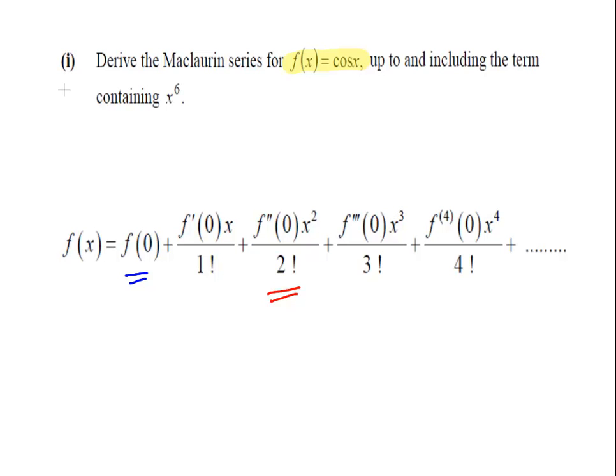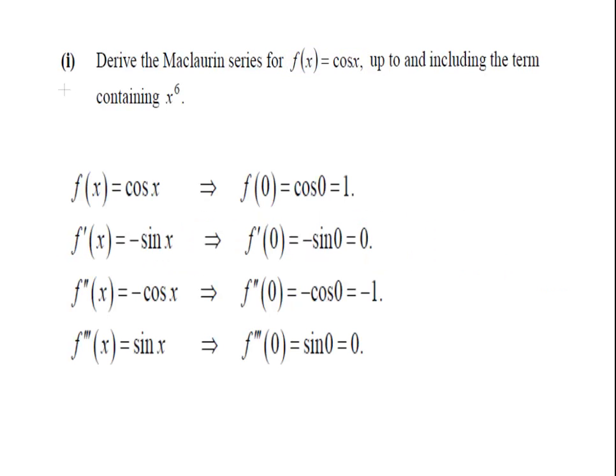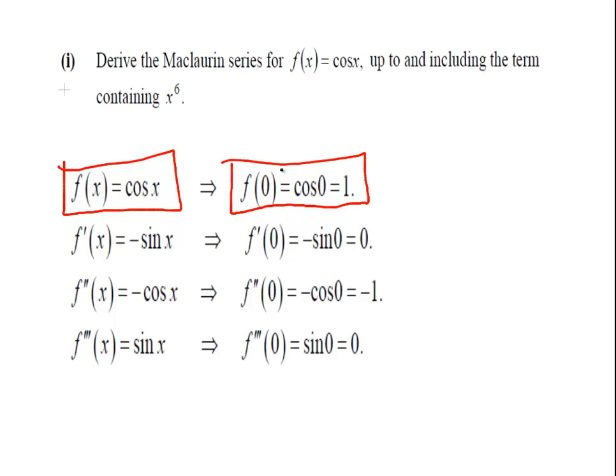What we're going to do is repeatedly differentiate the function and evaluate it at 0. So starting off, we have f of x equals cos x. Now evaluate that at 0. You get 1. You can check that with your calculators. But this is the next part, the most important part. What is the derivative of cos x? It is minus sin x.